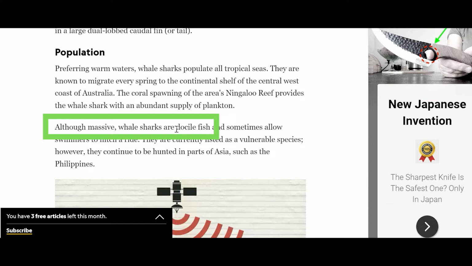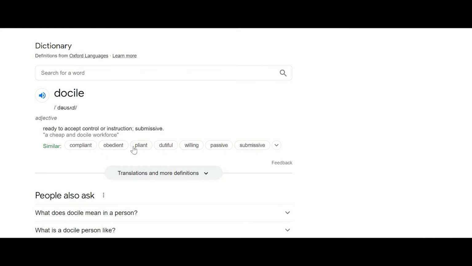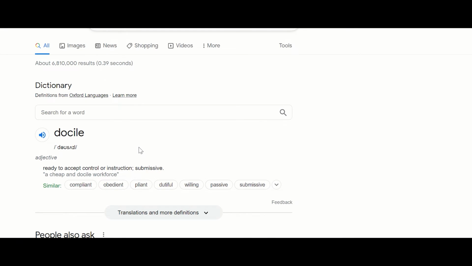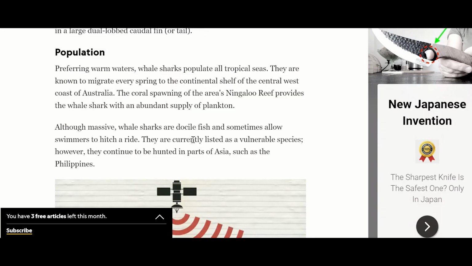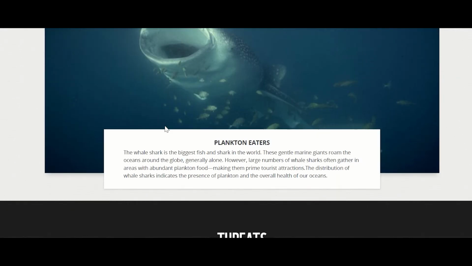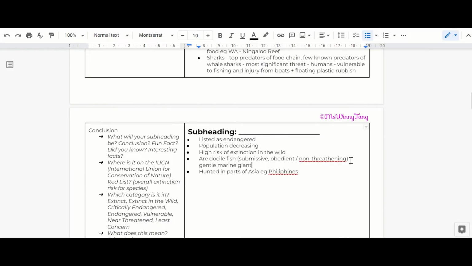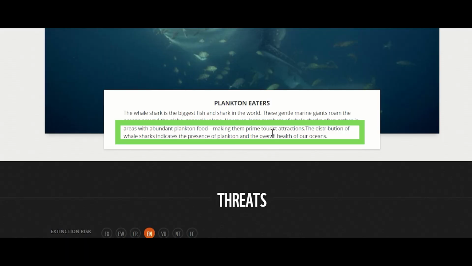So I wonder what docile means. So I'm going to quickly look it up. So it means submissive, obedient, passive. So it doesn't sound like they're dangerous or a threat to humans. They're currently listed as vulnerable species. So we've got some information on why they matter. Gentle marine giants. I'm going to add it to this description. The distribution of whale sharks indicates the presence of plankton and overall health of our oceans.